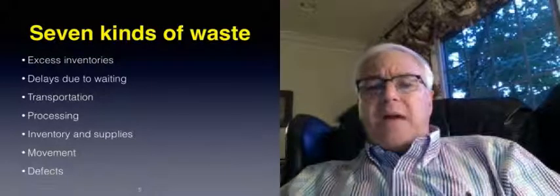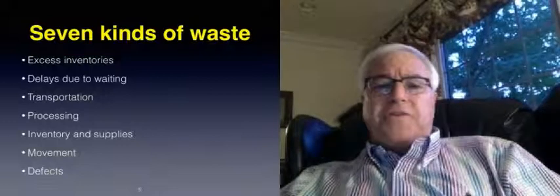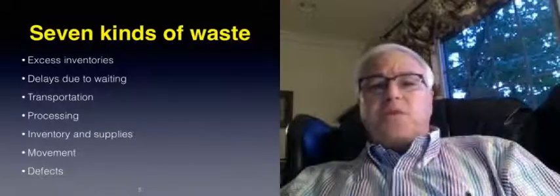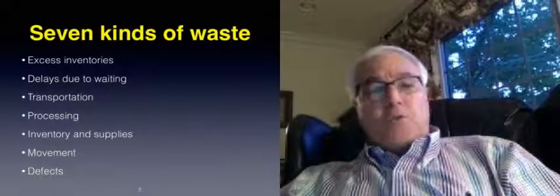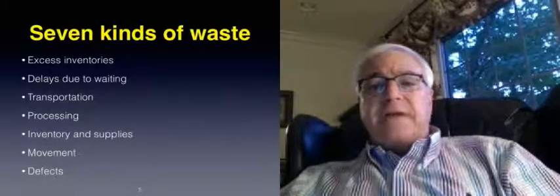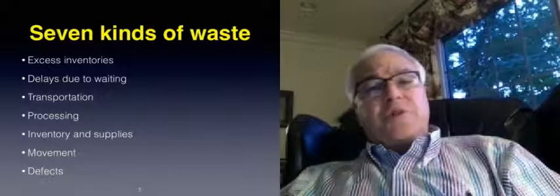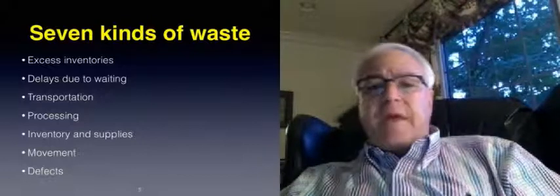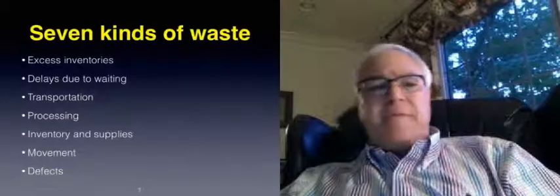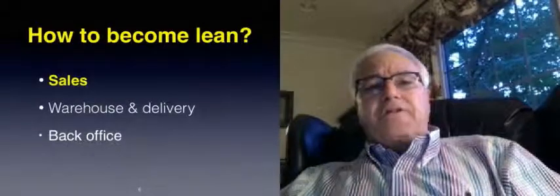So let's talk about waste. 7 kinds of waste. I've adapted this for wholesale distribution, one of which, of course, is excess inventories. Others would be delays in the company due to waiting. Transportation waste, very important for a transportation-intensive industry like wholesale distribution. Processing waste, inventory and supply waste, which is not the same thing as excess inventory. Movement, of course, excess or unnecessary movement. And finally, defects, quality problems. So those are the 7 kinds of waste.